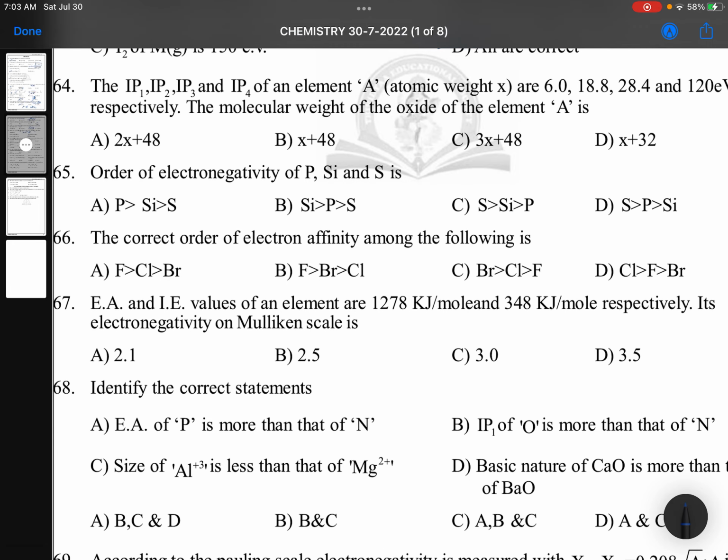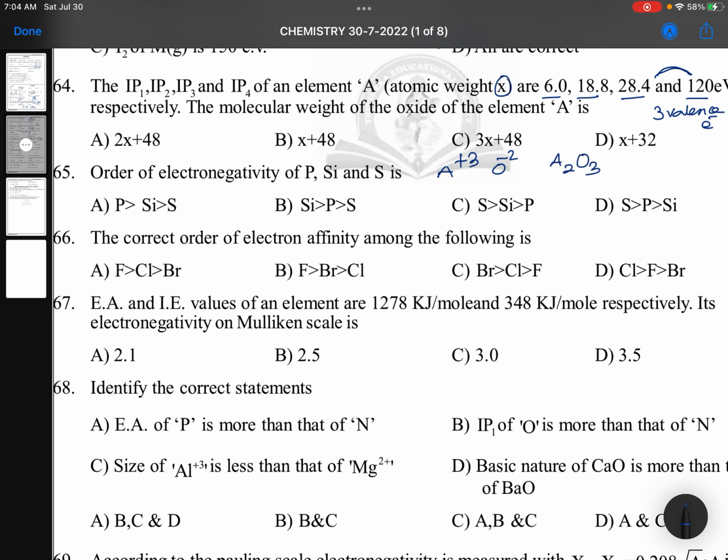IP1, IP2, IP3 and IP4 of an element are 6, 18.8, 28, 120. Here you see sudden jump is here. That means valence electrons are 3. 3 valence electrons are there. This is a good question actually, because the molecular weight of the oxide is asked. So A plus 3 charge, oxygen minus 2 charge. So the compound is A2O3.